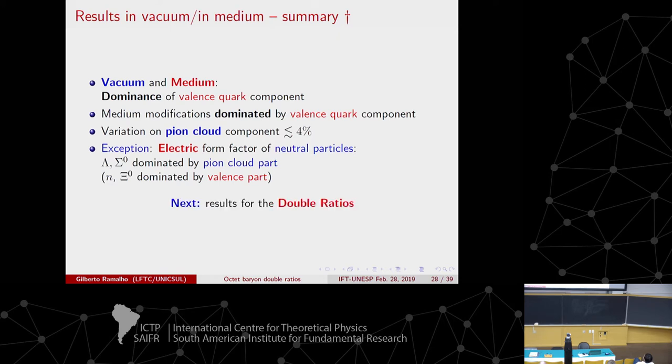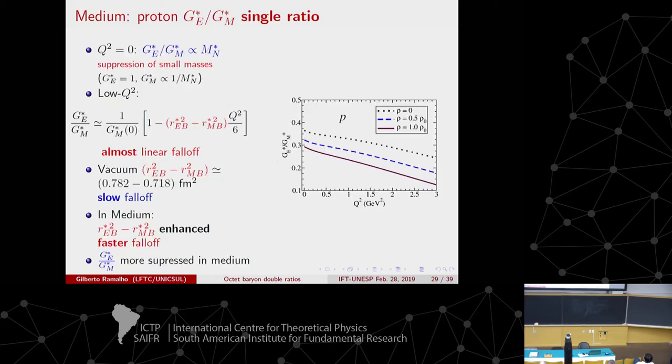So now I'm ready to show the results for the double ratios. This is just the single ratio for the proton. This is the result of G_E over G_M in vacuum, and this is the result for rho equal to the normal nuclear density. Near Q squared equal to zero, the magnitude is essentially dominated by the effect of the mass, because G_E is equal to one. So this ratio is essentially proportional to the effective mass of the nucleon. So there is suppression of the states with smaller masses.